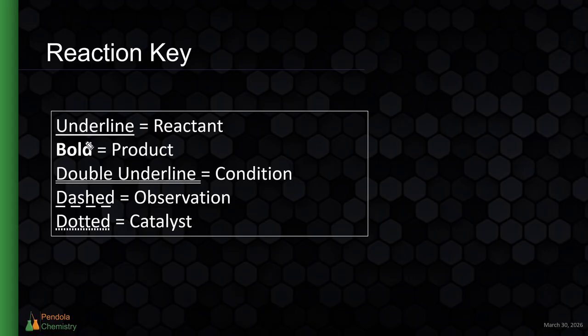Now, one of the best ways to look at organic reactions is to see them as one functional group becoming another. So functional group A becomes functional group B.